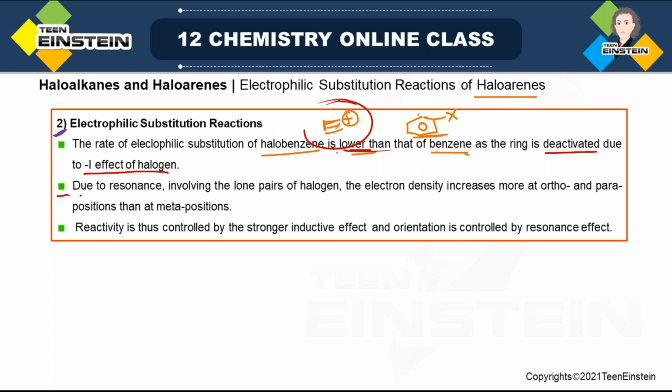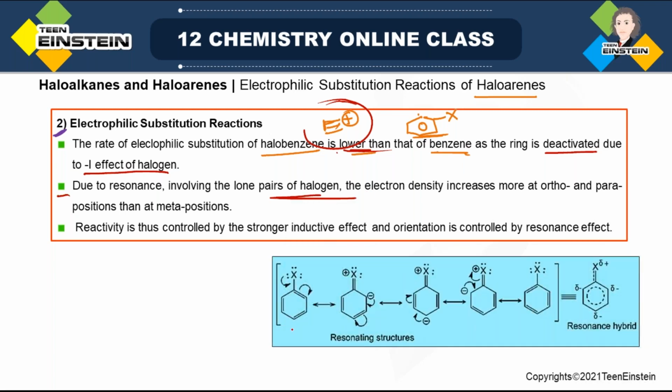Now come to the second point. It is mentioned that because of resonance involving the lone pairs of halogen, electron density increases at ortho and para position more compared to meta position. So look at this picture. This is halobenzene. Now we know there are 3 lone pairs. If this lone pair takes part in resonance, there is electron density now at the ortho position. Then with further resonance, suppose this is structure 1, this is structure 2. In structure 2, negative charge is present at para position. In structure 3, again it is present at another ortho position.